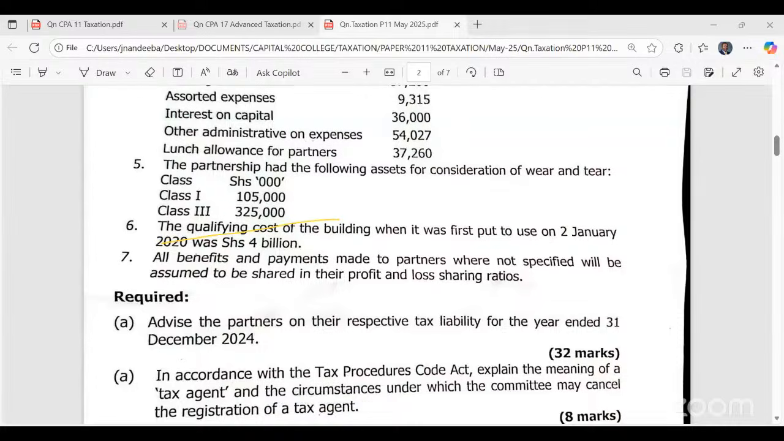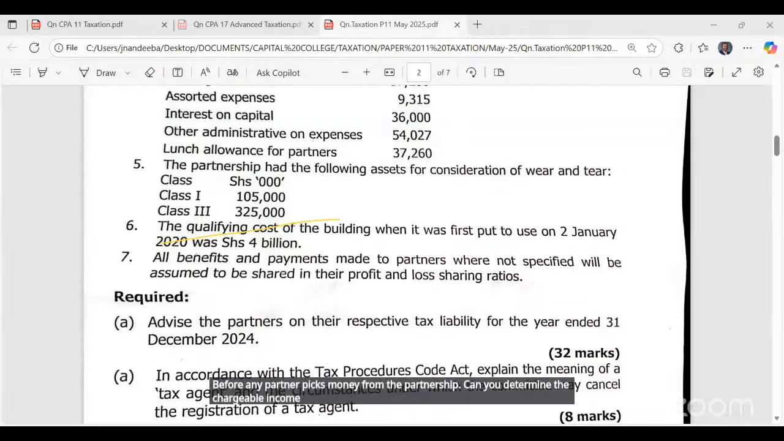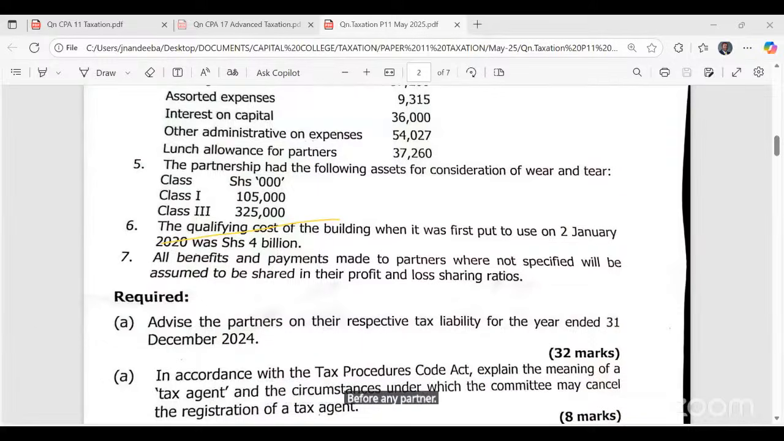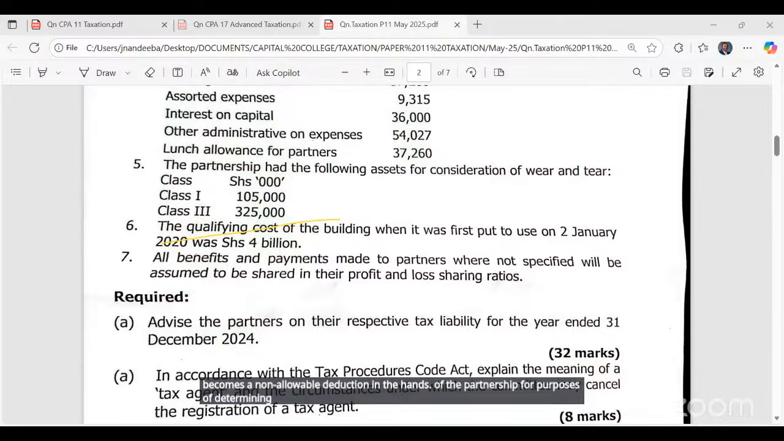Can you determine the chargeable income of the partnership before any partner picked money from the partnership? What does that mean? If you go to the POL, any expense that you see which was caused by a partner, which entered into the pockets of the partner, becomes a non-allowable deduction in the hands of the partnership for purposes of determining chargeable income of the partnership.